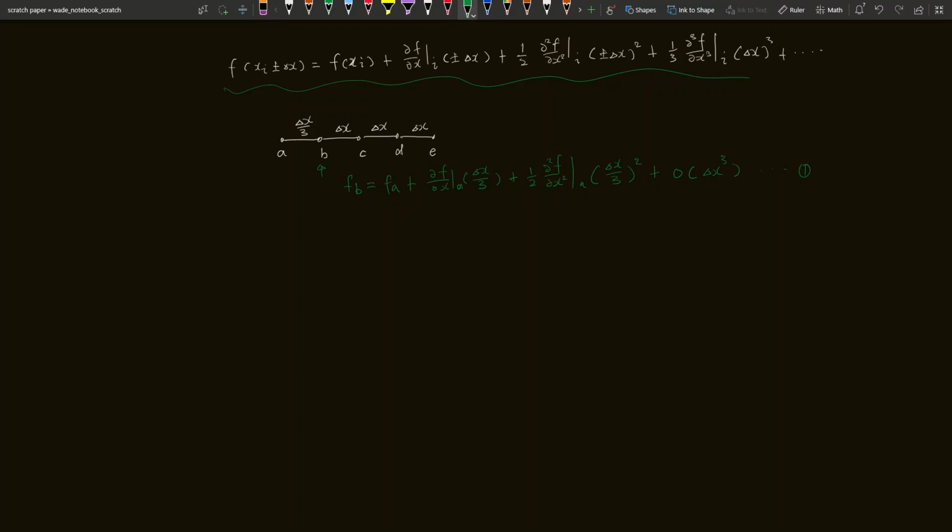The second equation is for f(C). We try to approximate the function value at point C using the Taylor series expansion from the fixed point A, which can be written as the first order derivative at point A times 4 times delta x over 3, plus half the second order derivative at point A times their spatial distance squared, and the error term.